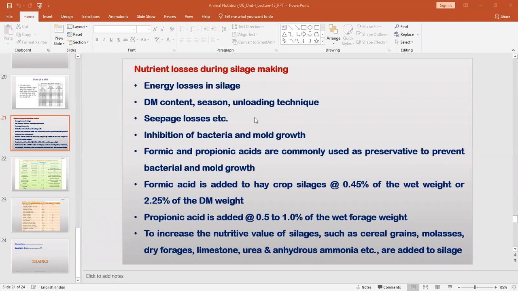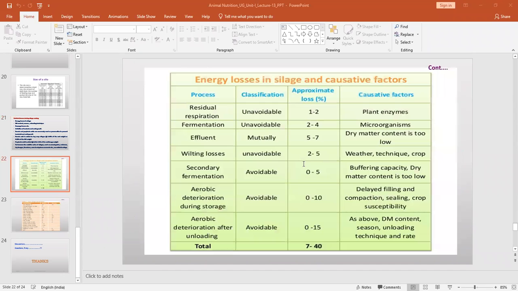There are some nutrient losses which also occur during silage making. This is a very important one, so you should know how and how much nutrient will be lost during silage making. What are the possibilities of nutrient losses during silage making? Here you can see the different causative factors which are responsible for losses of the nutrient while preparing and storing the silage feed.